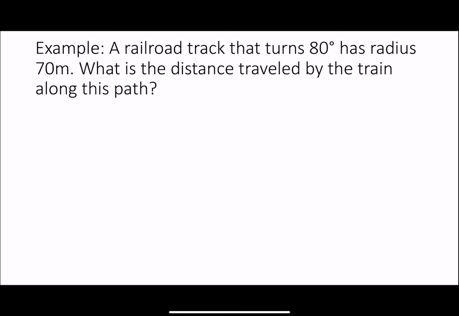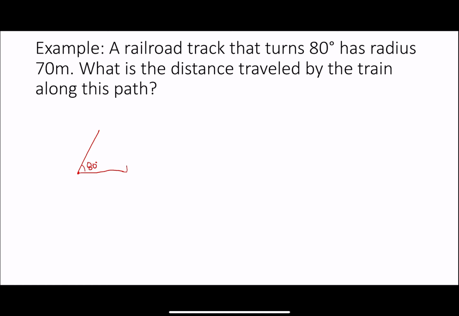So how do we use this? Well, let's say we have a railroad track that turns 80 degrees and has radius 70 meters. What is the distance traveled by the train along this path? And so what's going on is we have some sort of angle of 80 degrees, so almost a 90-degree angle.